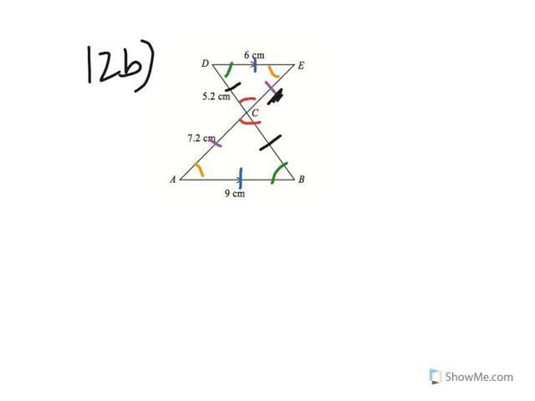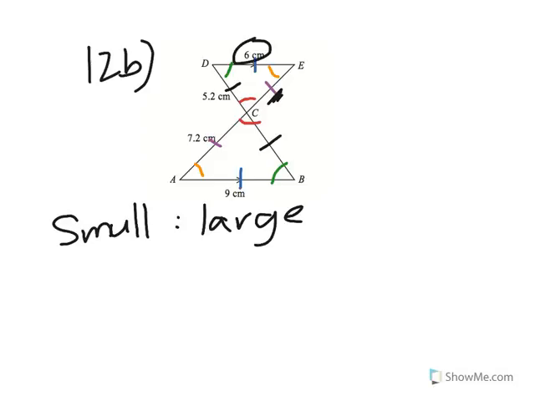So we're going to develop another ratio again. We're going to do it this time for small triangle to larger triangle. Now we're going to take the corresponding sides. We're going to use the same corresponding sides we used earlier. So 6 is to 9, right?